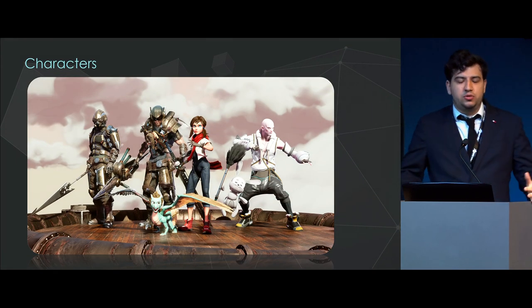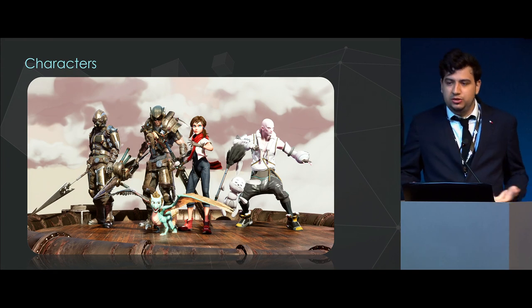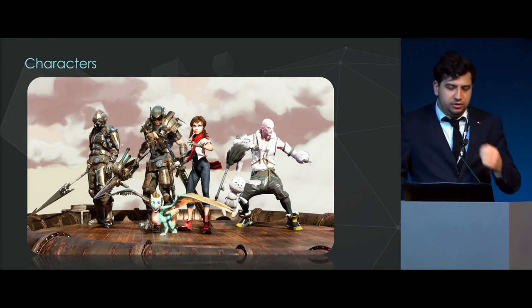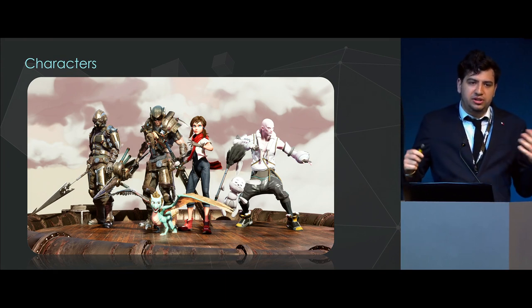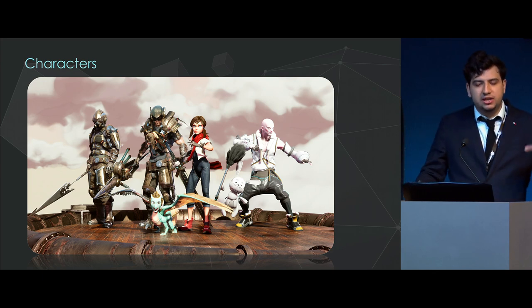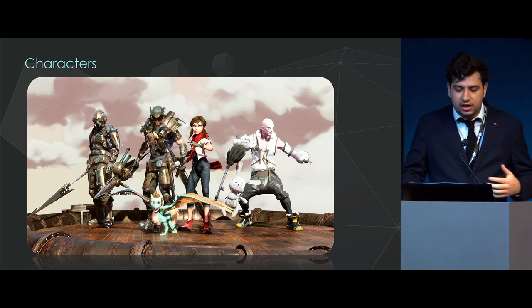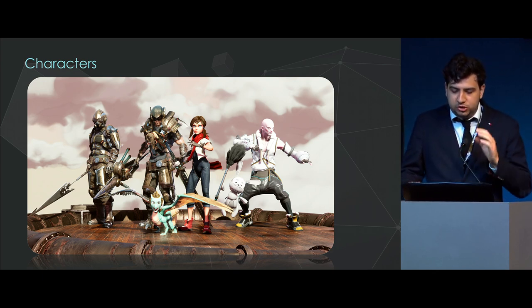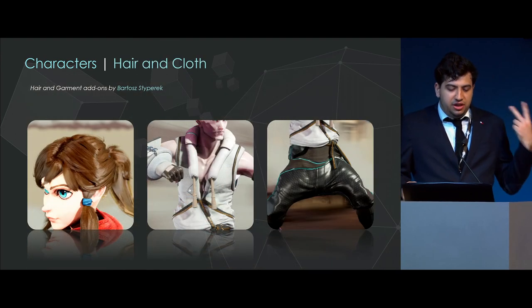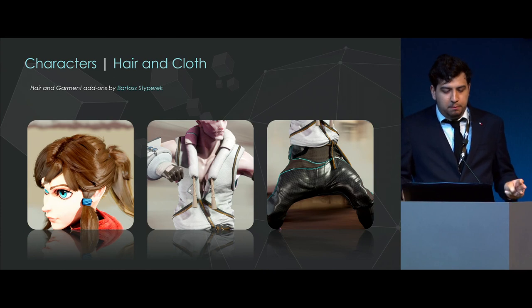So, characters. There were a lot of them for just the two of us, but nothing special was done in the creation of them. The process of creating a character from sculpt to UV unwrapping is pretty streamlined. Instead, I would like to take this time to just spotlight two add-ons that really helped us out. They are the Hair Tool and the Garment Tool from Bartosz Typerek.